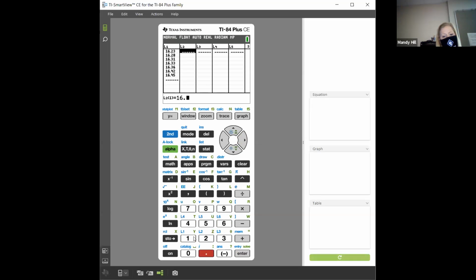Another thing that I really like about the list and doing it this way is that to find your median, you have to put the numbers in order. And so when the calculator does it for you, it puts the numbers in order and you don't have to worry about that. It kind of makes your life a little bit easier.